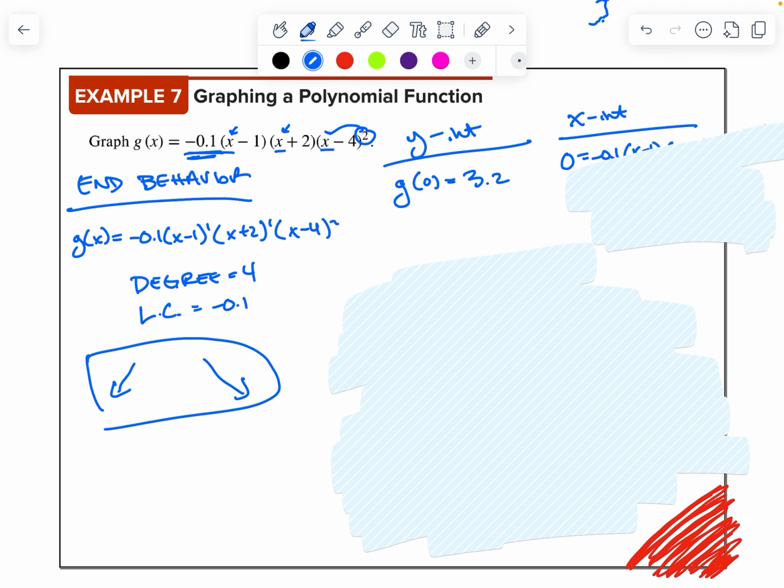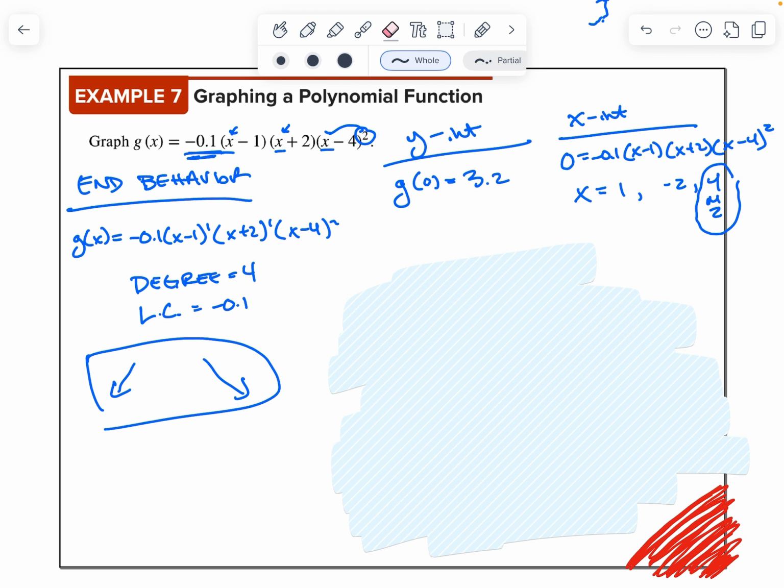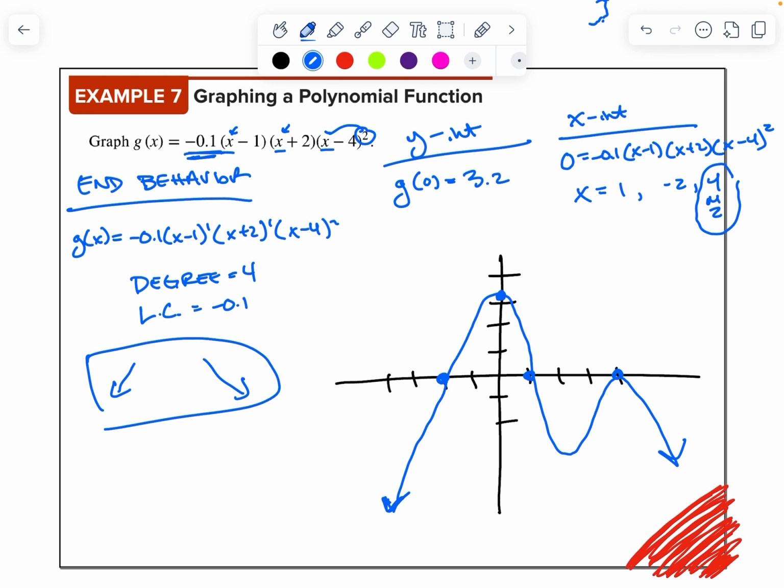Here's your y-intercept, your x-intercept. Oh, we have a multiplicity here. So it's going to pass through at 1, pass through at -2, but at +4, it's going to touch and turn around because that has a multiplicity of 2, which is even. And here's what our graph looks like. We can color code these things again if you'd like. The y-intercept is here. The x-intercepts are here. And since this one had a multiplicity of 2, it had to touch and turn around there. It could not pass straight through.